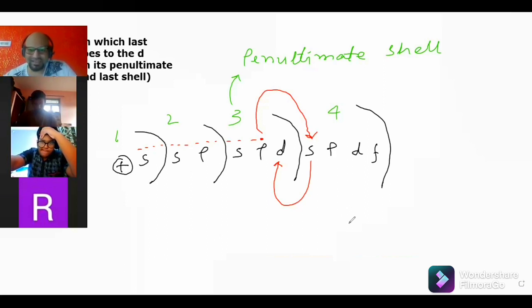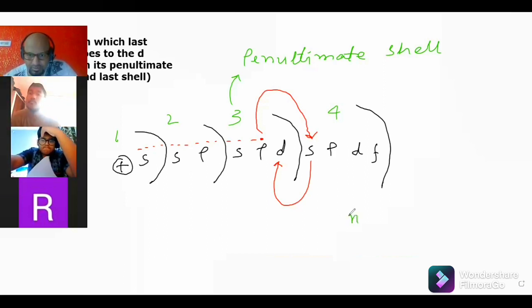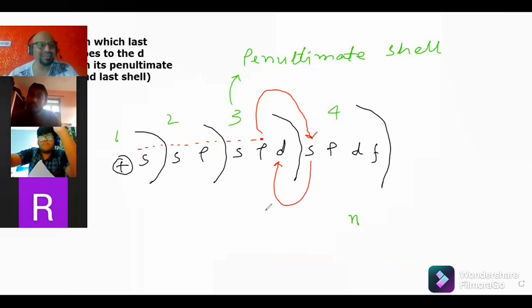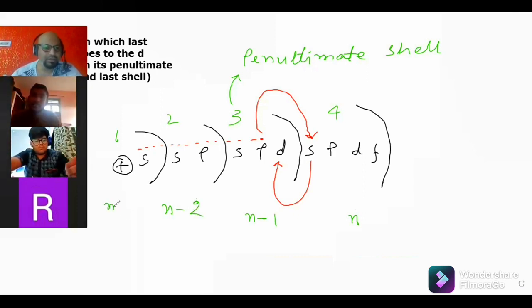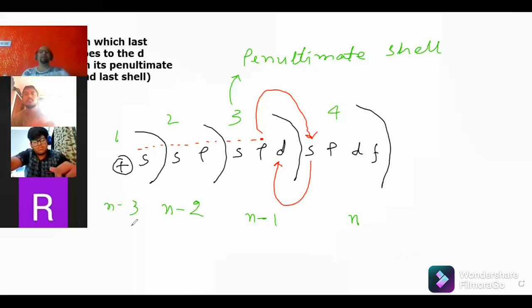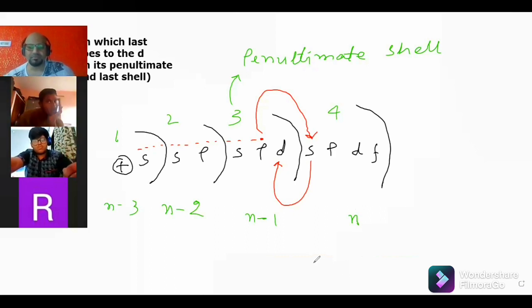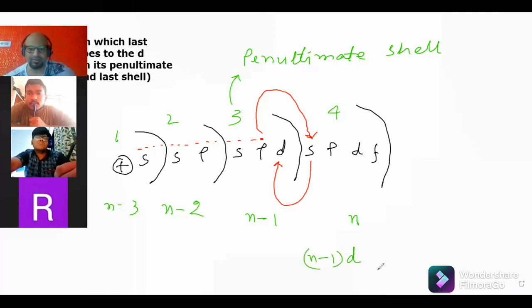Now I'm going to give a formula for the valence shell electronic configuration. If I consider the last shell as n, what will be the second last shell? It will be n minus 1. Then n minus 2 and n minus 3. So now I need to take the d of n minus 1, and ns.